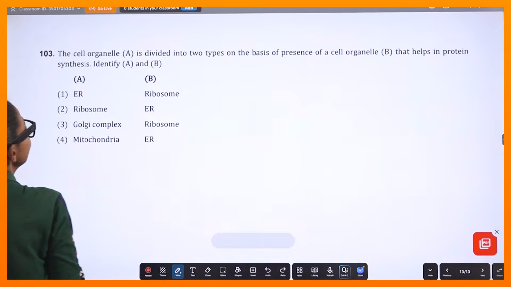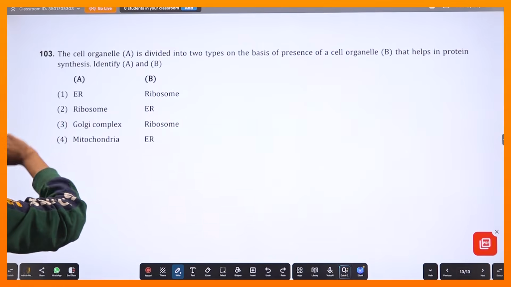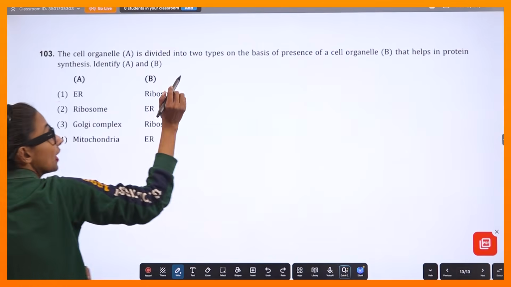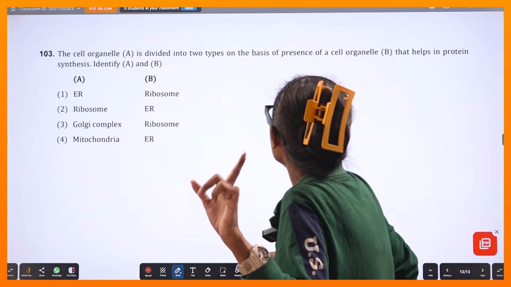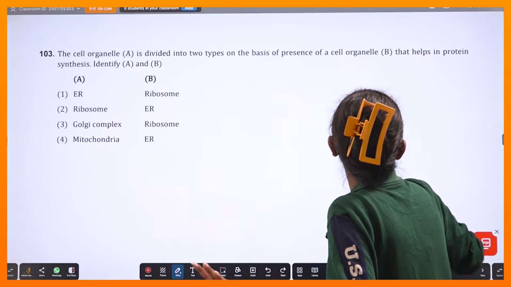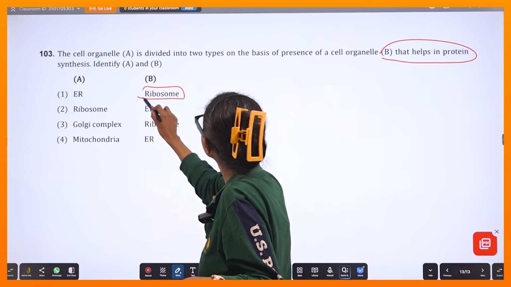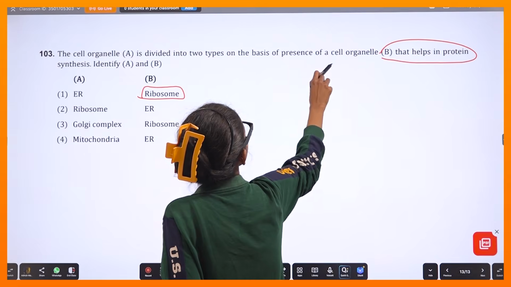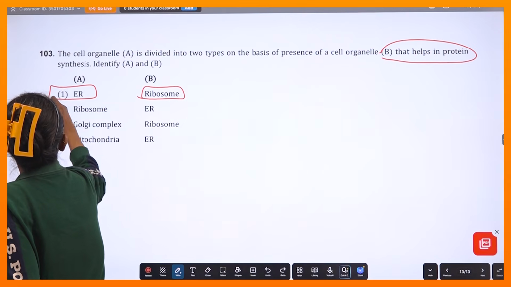The cell organelle A is divided into two types on the basis of presence of cell organelles that helps in protein synthesis. Okay, so you have to identify that cell organelle which helps in protein synthesis. So that will be B. B helps in protein synthesis and A is divided into two types on the basis of presence of cell organelle. One. Right, so it's one.